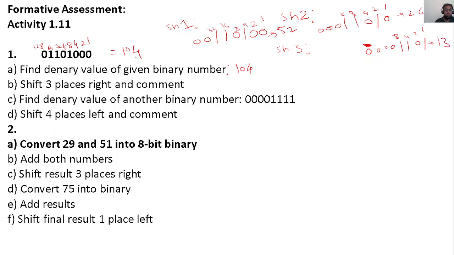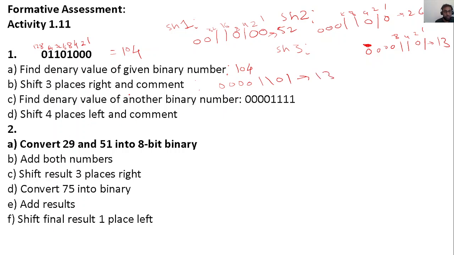So 104 divided by 2 gives us 52. With the first shift, this number became 52. With the second shift, it became 26. With the third shift, it became 13. This is how, after shifting three places, the number becomes four zeros, double 1, 0, 1. That gives us the result 13.